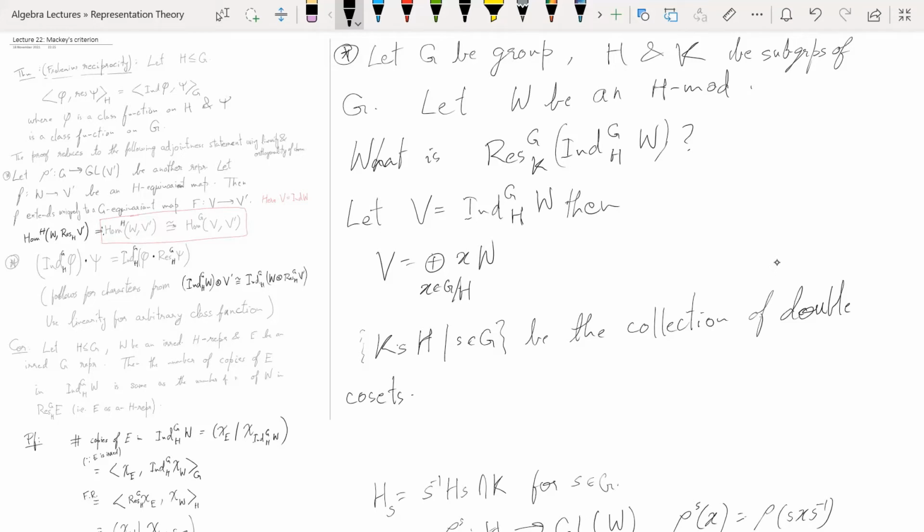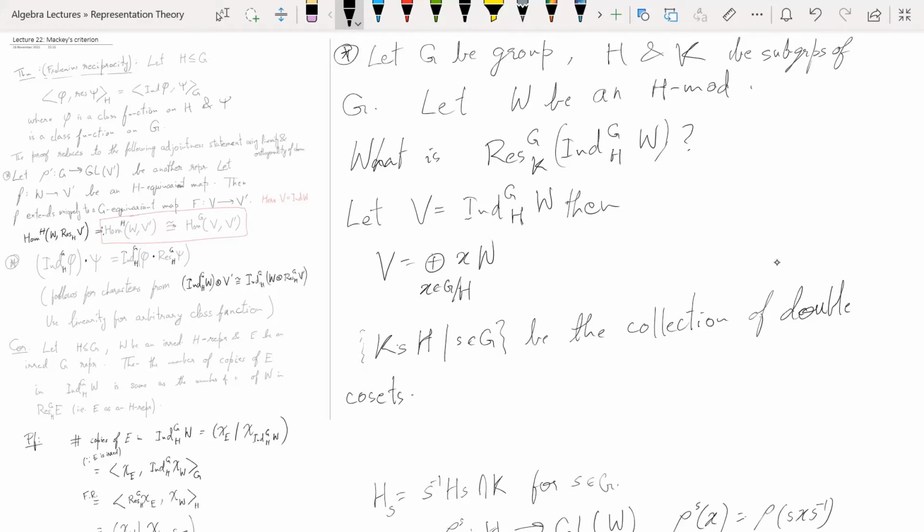So this X_W depends only on which left coset you choose, not really on the representative. That we always saw. Okay. So among these left cosets, this will be related to double cosets. The restriction of this G representation, the induced representation, to K will be related to this double coset.